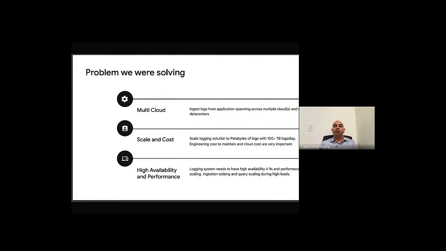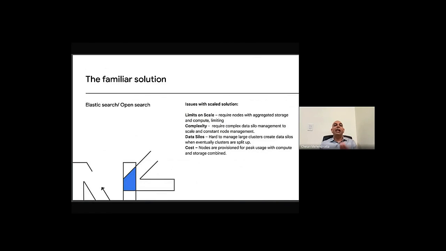And it needs to scale to high ingestion rates and high query scaling. When we started analyzing this problem, we obviously went with the familiar solution, which is Elasticsearch and OpenSearch. Having run this at the firm at scale, we knew certain problems would arise, and we were facing these problems constantly at scale. The first is complexity and data silos.